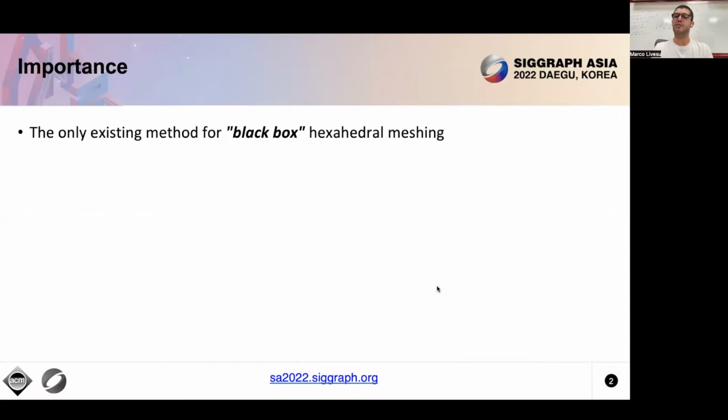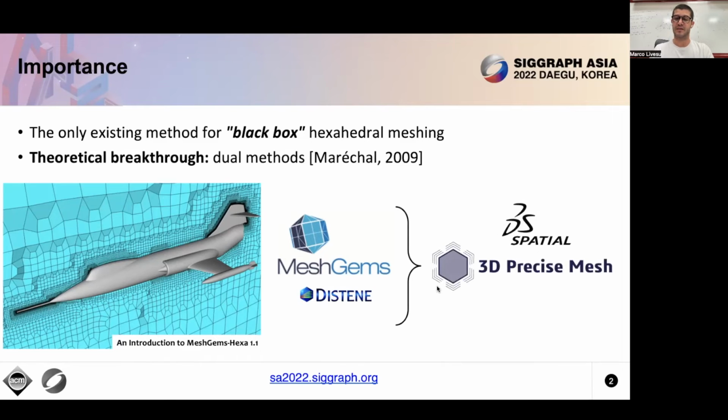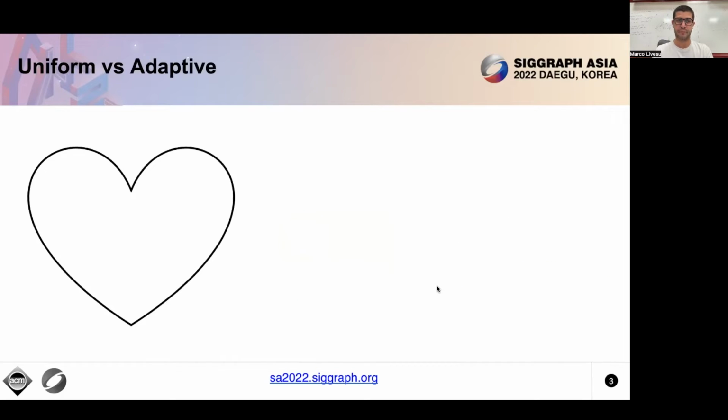It means that they are the only method that is capable of meshing any type of input shape, regardless of its complexity. There is no other method in the literature that can do that. In this field, the theoretical breakthrough is the dual method approach proposed by Maréchal back in 2009, that was first encoded in a commercial product called MeshGem and used in the industry. And very recently, this tool was acquired by Dassault and included into the 3D Precise Mesh toolkit. So it's something that is still very relevant in the industry.